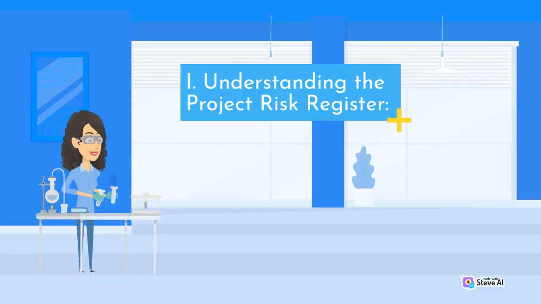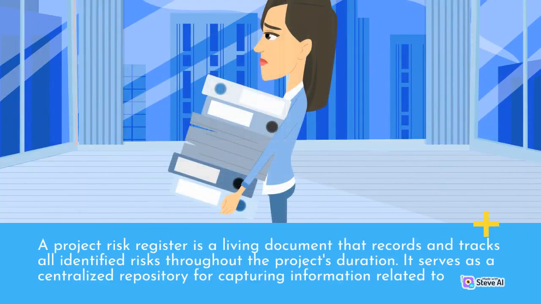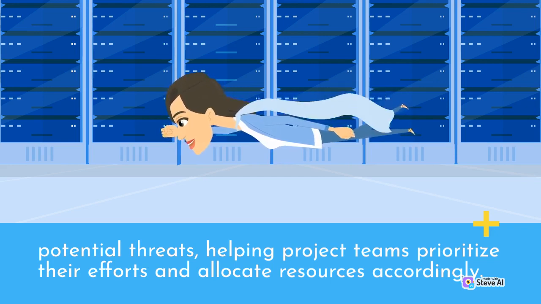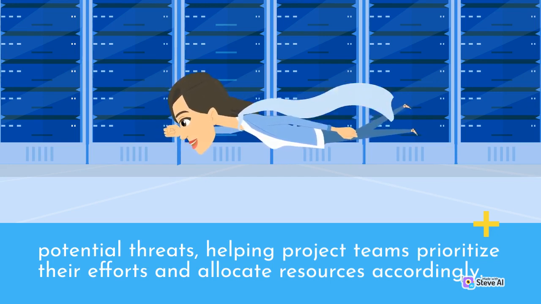Understanding the project risk register. A project risk register is a living document that records and tracks all identified risks throughout the project's duration. It serves as a centralized repository for capturing information related to potential threats, helping project teams prioritize their efforts and allocate resources accordingly.